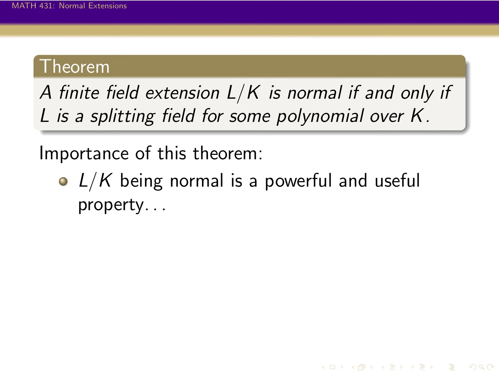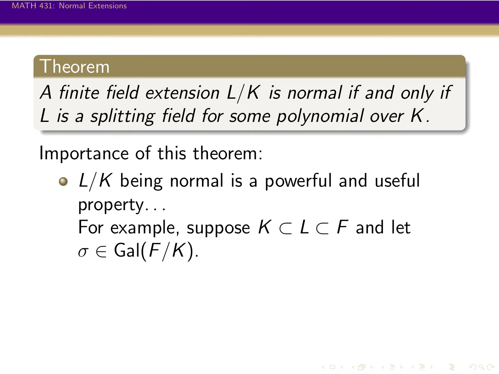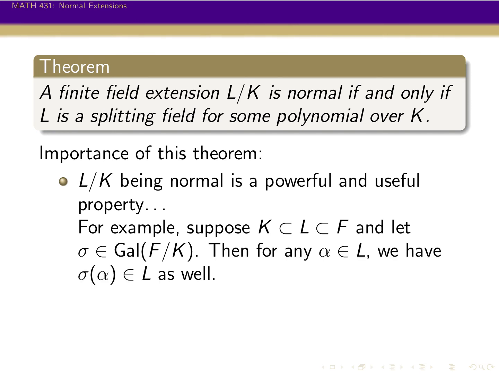Well, as we talked about, being normal is a powerful and useful property. In particular, it means that if L over K is normal and F is some field above K, and we take some element sigma of the Galois group of F over K, then for any alpha in L, sigma of alpha is going to have to be in L as well.